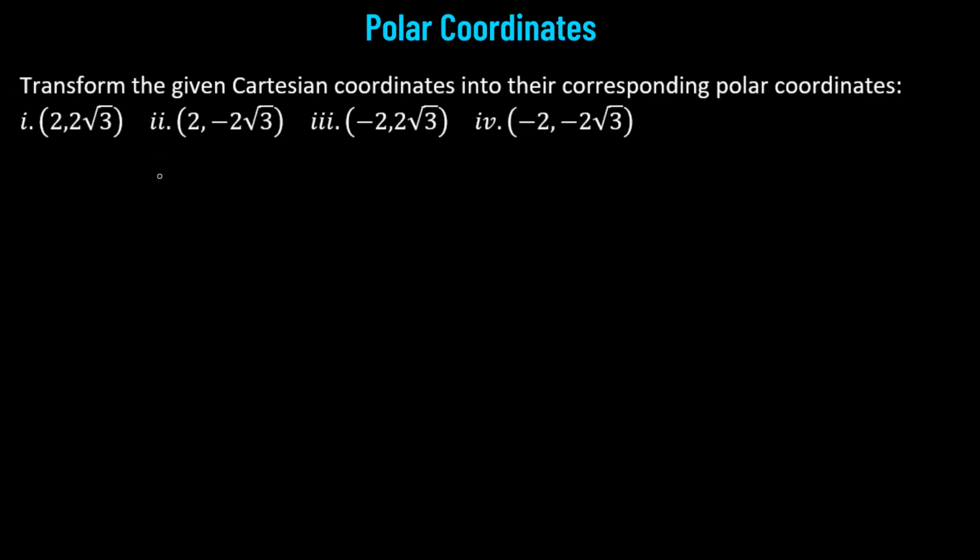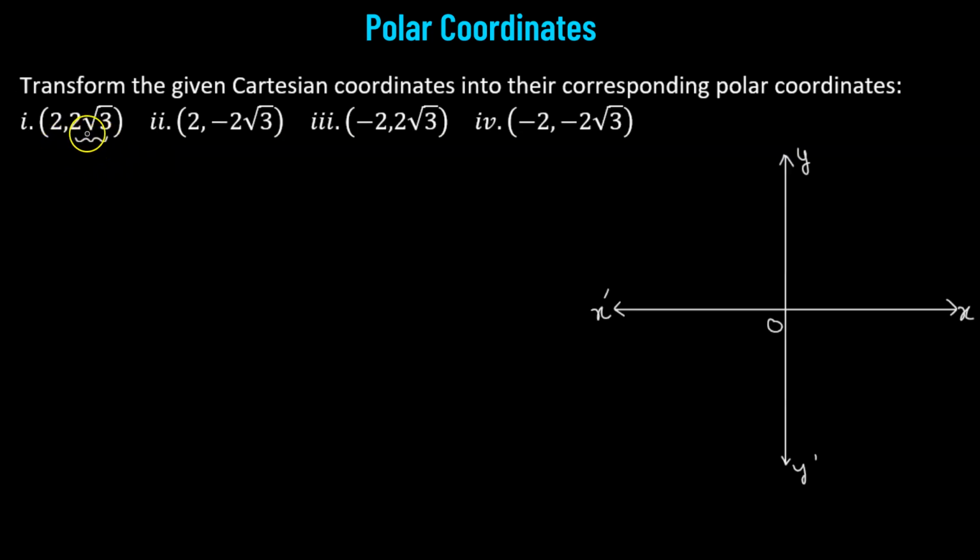So in this problem, we are given 4 Cartesian coordinates and we need to find out their corresponding polar coordinates. So let us begin. First, we'll consider the point (2, 2√3). So let's go to our Cartesian plane.